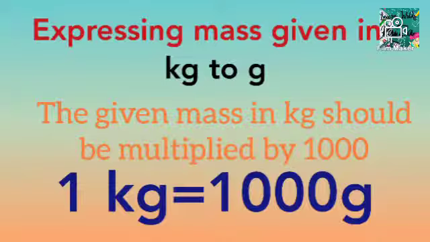Yeah, 1 kilogram is equal to 1000 gram. So you can say that 1 kilogram of rice is equal to 1000 gram of rice. 500 kilogram of rice is equal to 500 multiplied by 1000. So when a mass is given in kilogram to gram, you should multiply the kilogram mass by 1000. Then you get the answer or the weight of the object in grams.